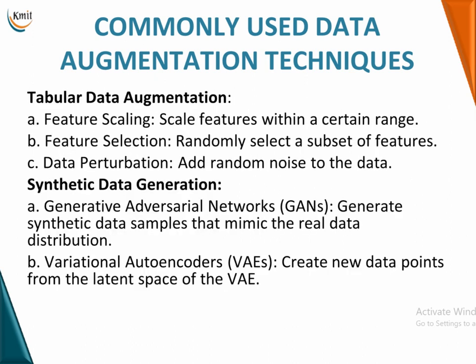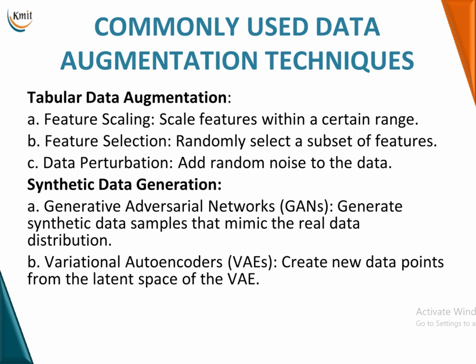If you are working with tabular data, then you can have several methods like feature scaling, wherein you can scale your features within a certain range, feature selection, wherein you select a particular subset of the features. You can even go for data perturbation, that is adding certain noise to the data.